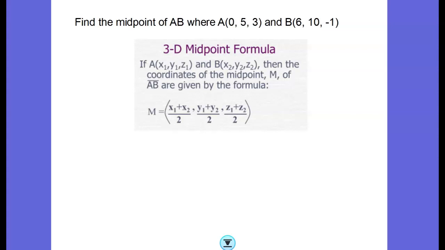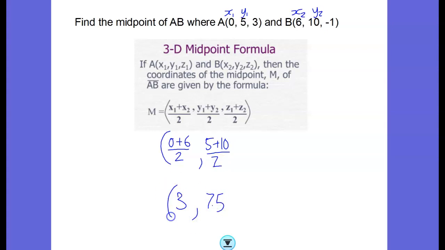x1 plus x2, well, x1 is 0, x2 is 6, so we've got 0 plus 6 divided by 2. Well, that's 6 divided by 2, which is 3. Then we've got y1 plus y2, well, that's 5 plus 10. Divide that by 2. And that gives me, well, 15 divided by 2 is 7.5, so that's my y coordinate for my midpoint.